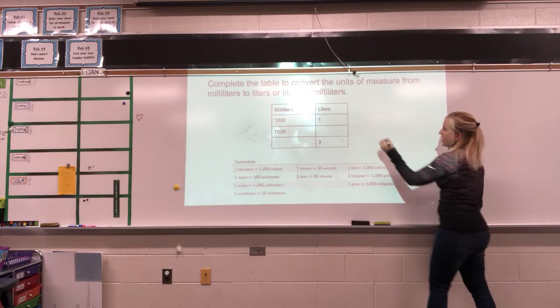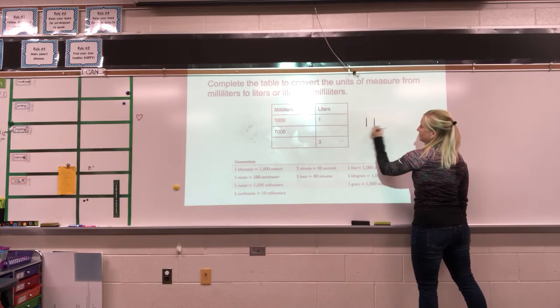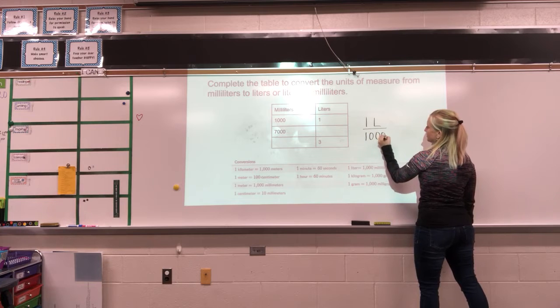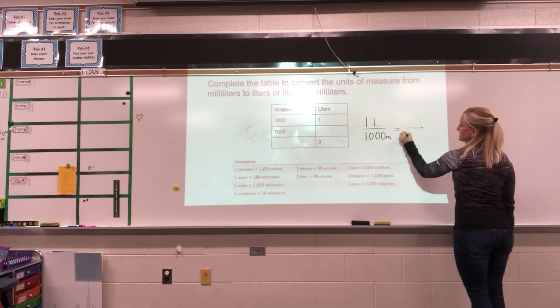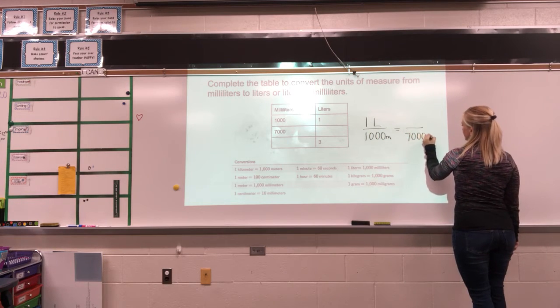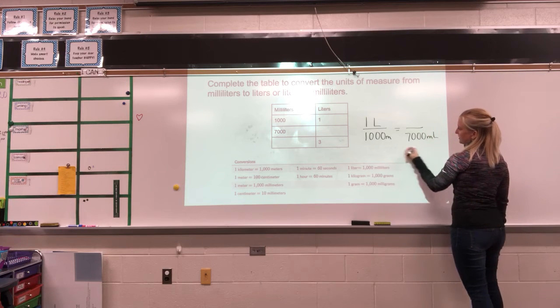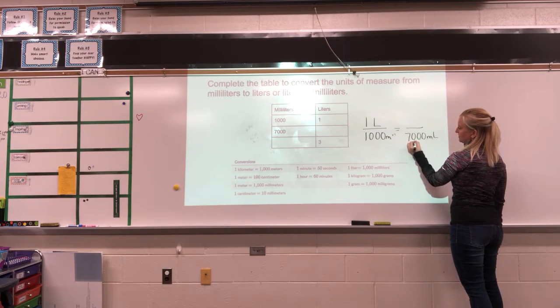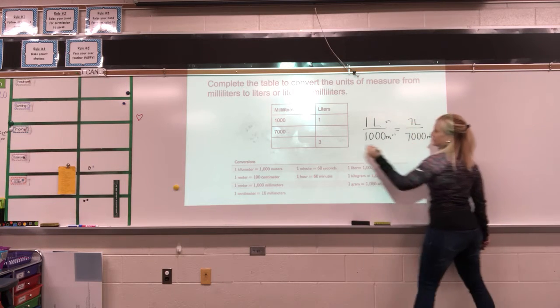Okay, so 1 liter is 1,000 milliliters. So if they give me 7,000 milliliters, I know that to make that equivalent fraction, I had to do times 7. So I have to do times 7 on the top. So that means that's going to be 7 liters.